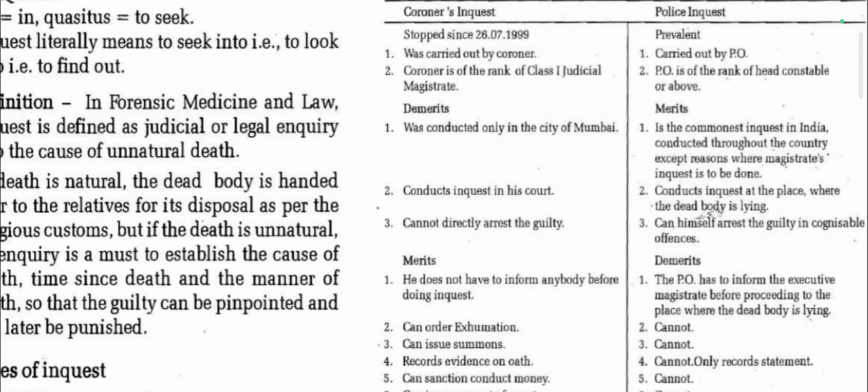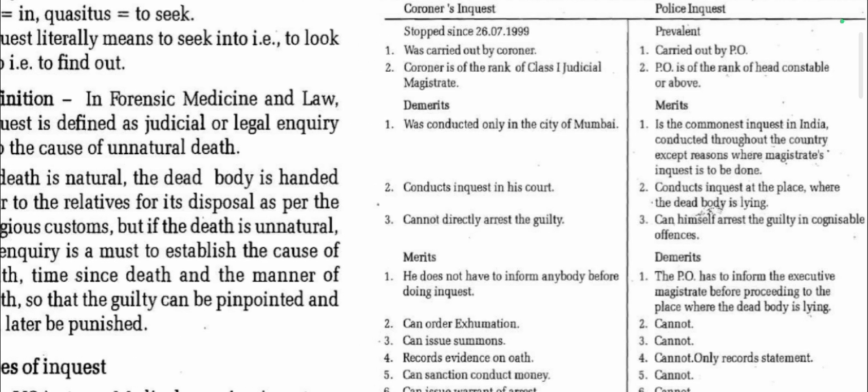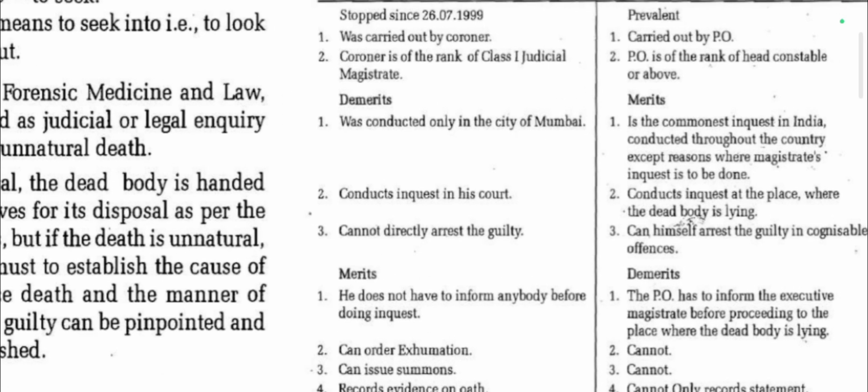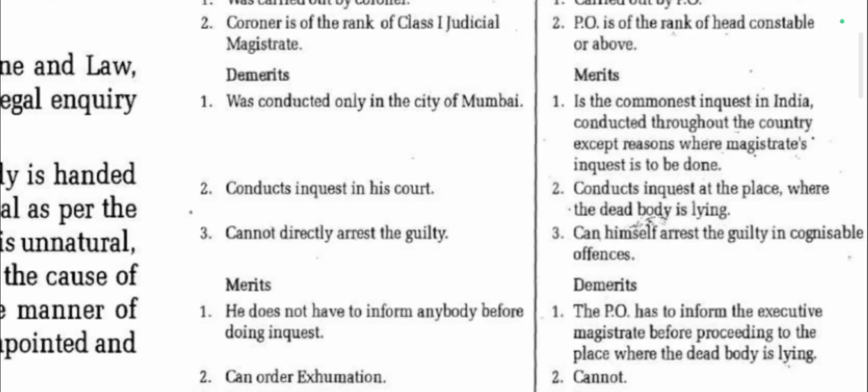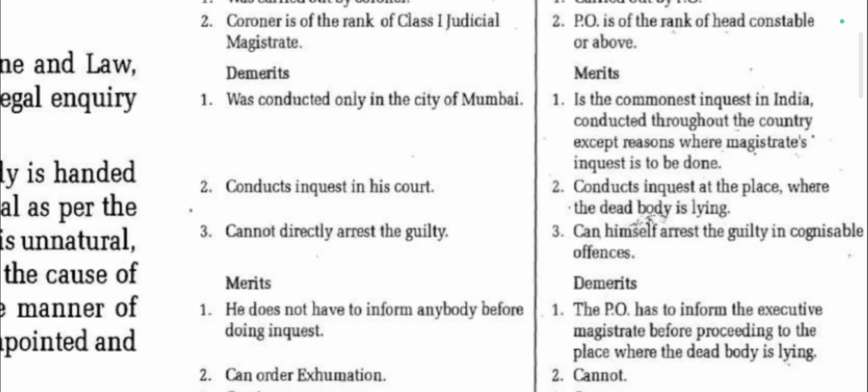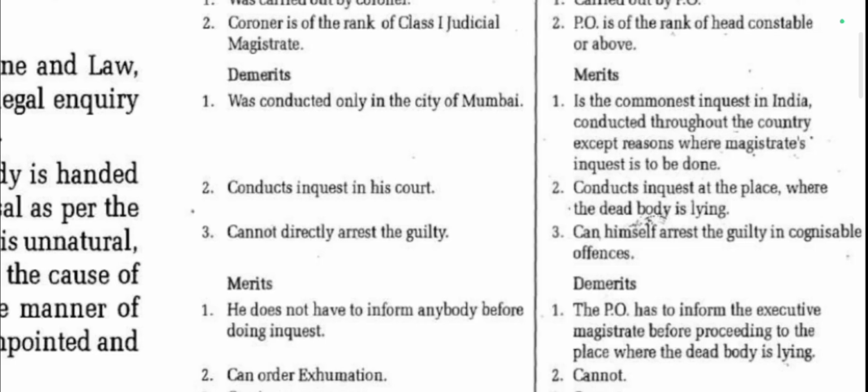Just remember the points. Now we'll talk about the police inquest. Then at the last we'll be comparing both of them. So what is prevalence? It is carried out by PO, police officer. PO is of the rank of head constable or above. What are the merits? It is the commonest inquest in India. It is conducted throughout the country except regions where the magistrate's inquest is to be done. We'll see those reasons. Conducts inquest at the place where the dead body is lying. Can himself arrest the guilty in cognizable offences.